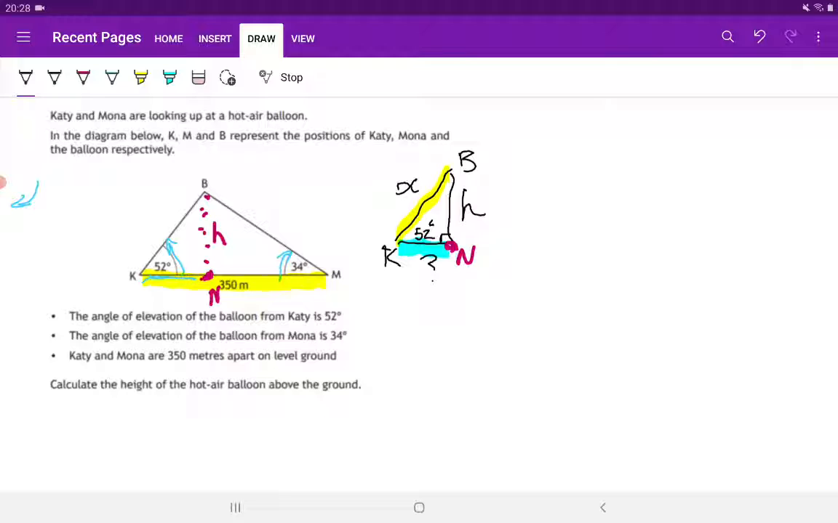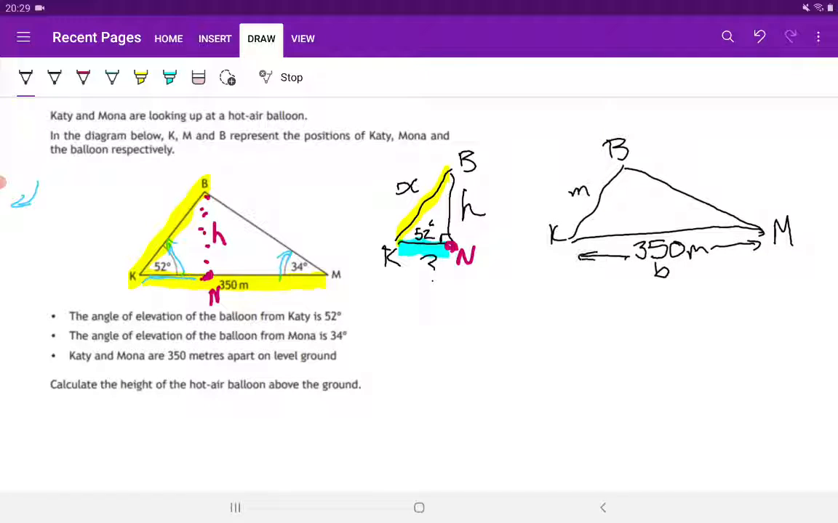So what we're going to need to do, in order to be able to do that, is get this distance here, this KB. But that's okay, we can get that because if we draw that full triangle, KB is what we want to work out. Now we know that that's little m in our picture, and we know little b, and we know this angle's 52, and we know this angle's 34.